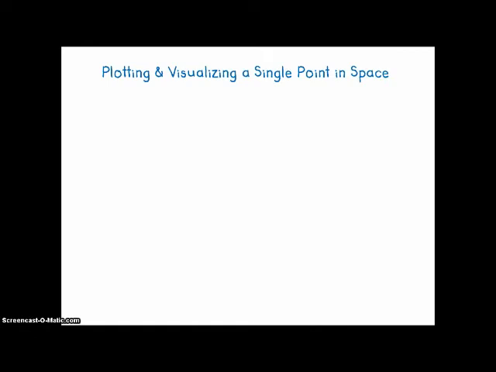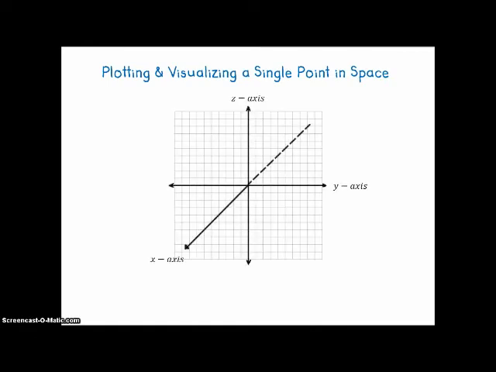Now let's plot and visualize a single point in space, which is actually kind of tricky. So here's my favorite view of 3 space again, and we're going to plot the point 5, 8, 10. So we're going to start at the origin and move along the x-axis 5 units. And I'm going to use a block per unit on all the axes just for the sake of counting. So as you'll see, the perspective is going to be a little bit off.